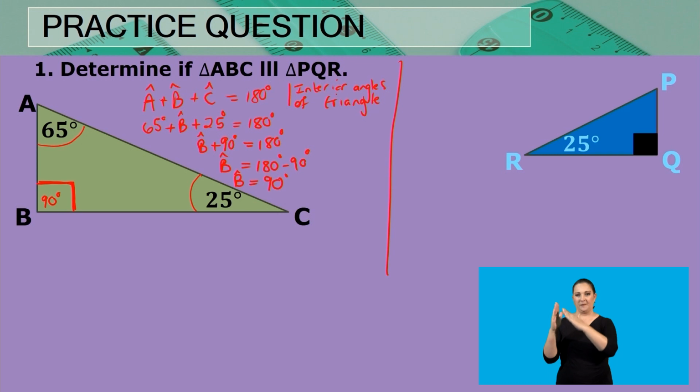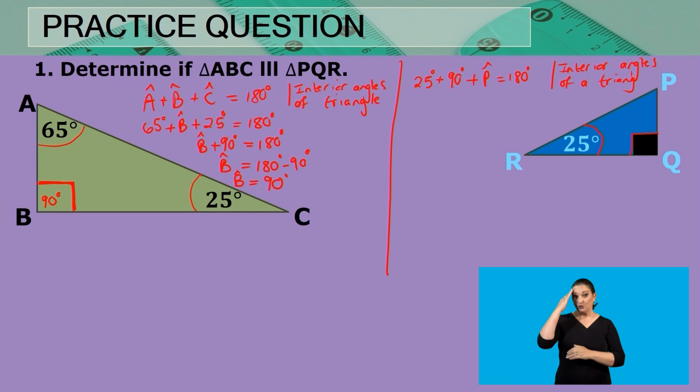With the second triangle, we have been given 90 degrees and 25 degrees. Let's calculate the third angle so we can see if it corresponds with our first triangle. The 25 degrees plus the 90 degrees, plus angle P, gives us 180 degrees, because they are interior angles of a triangle, and as we know, the interior angles of a triangle are supplementary.